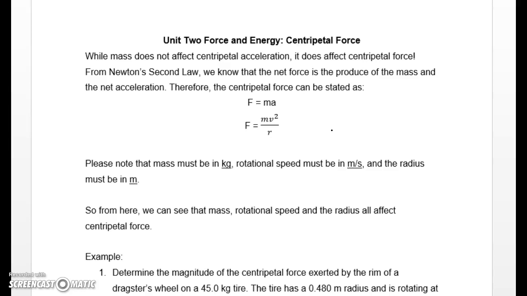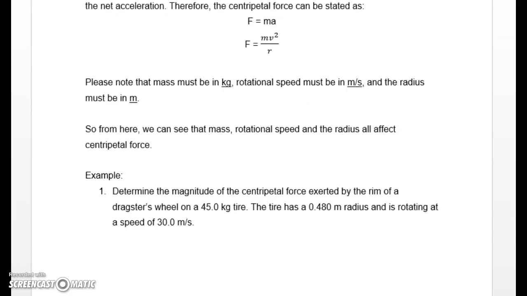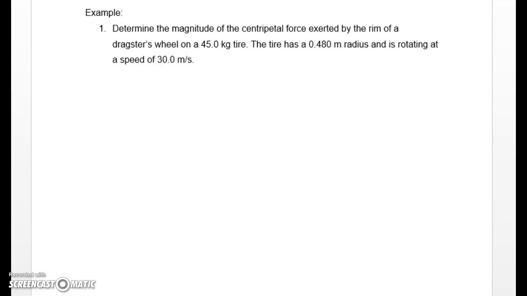So we're going to look at an example from your notes, and this is the first example from your centripetal force section. Here we're going to determine the magnitude of the centripetal force exerted by the rim of a dragster's wheel on a 45.0 kilogram tire. The tire has a 0.480 meter radius and is rotating at a speed of 30.0 meters per second.